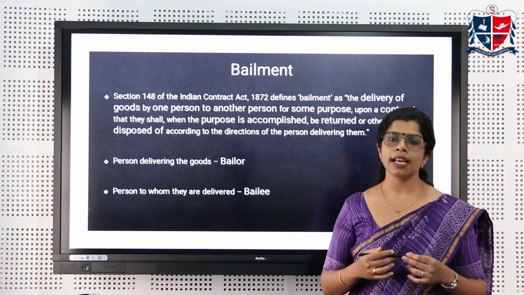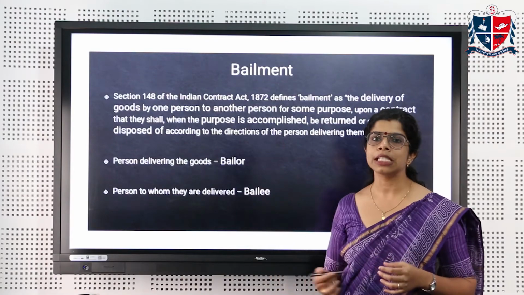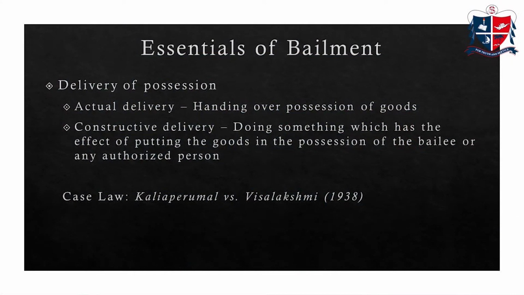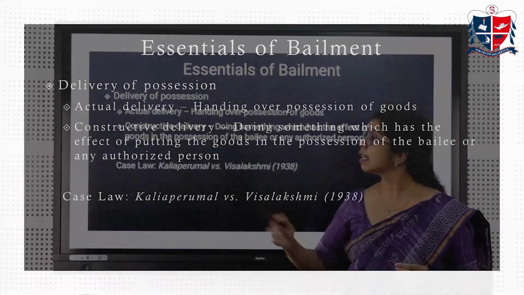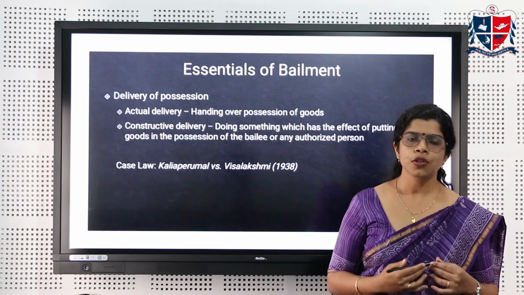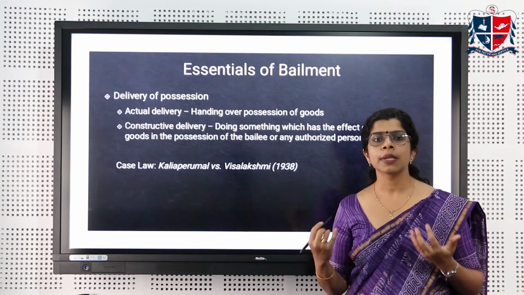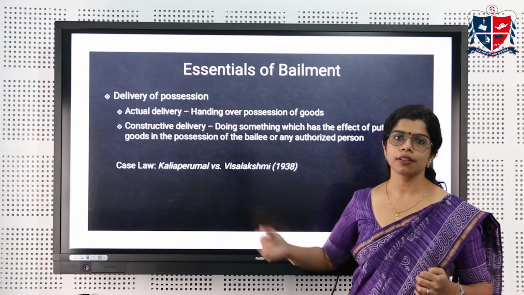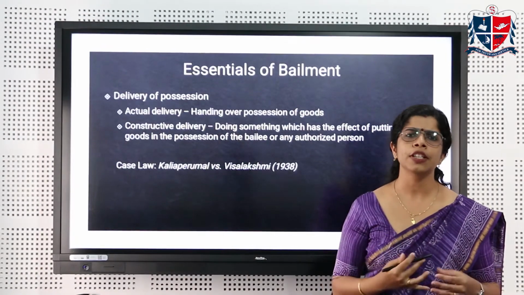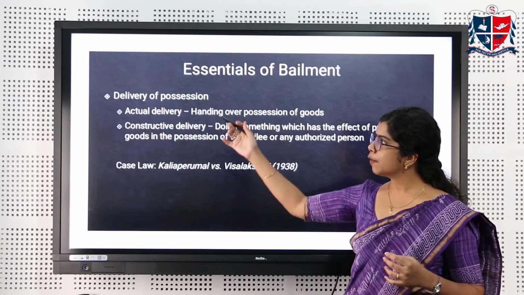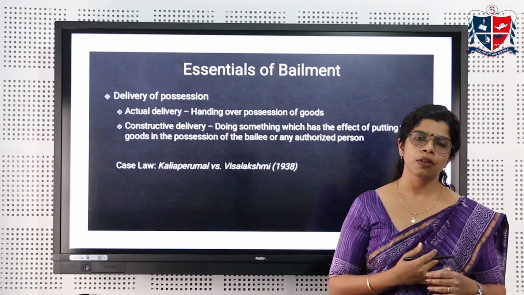We'll look into detail as to what the essentials of bailment are in the next slide. One of the most important essentials of bailment is the delivery of possession of goods. If there is no delivery of possession of goods, bailment becomes invalid. Delivery of possession can be of two types.